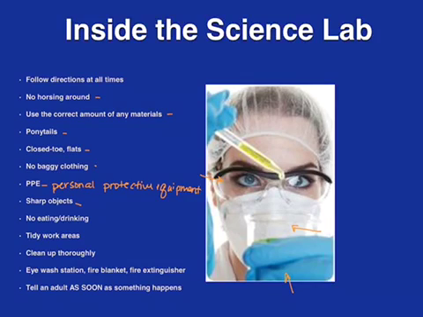You need to be conscious of sharp objects. Make sure you're not eating or drinking, and that also means no gum. Make sure your lab area is tidy. Make sure you clean up thoroughly. There's an eye wash station, fire blanket, and fire extinguisher in the lab. And as soon as something goes wrong, you need to tell an adult. You will be in more trouble if you try to hide it than if you just own up to what is going on.